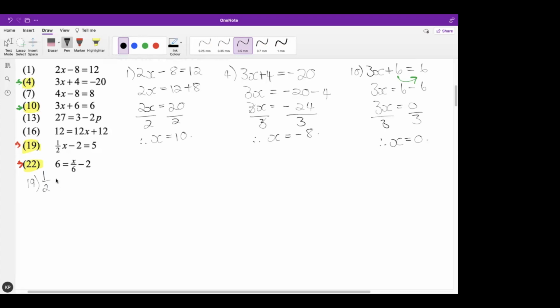I have a half x minus 2 is equal to 5. Okay, so there's 2 ways to do this. For this one, I'm going to start off by taking my negative 2 over to the other side. So then I have a half of x is equal to 5 plus 2. So a half of x is equal to 7. To get rid of my half, I'm going to times both sides by 2. Because these will cancel out, and this will give me, therefore, x is equal to 14.